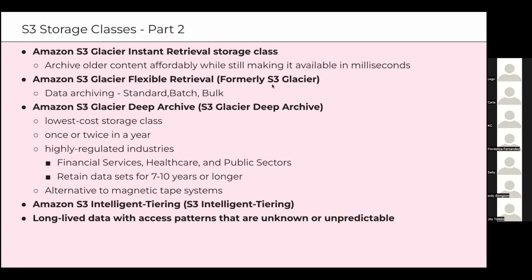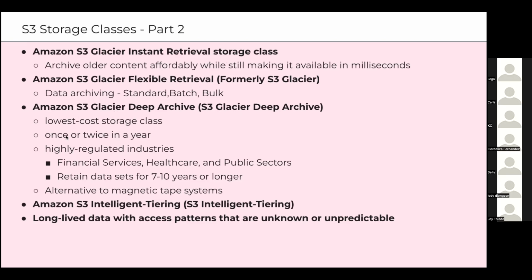So ito yung dating S3 Glacier. So ito yung may standard, batch, and bulk. So in other words, ito medyo expedited na to. S3 Glacier Deep Archive. Okay, ito yung dati pa, lowest storage.